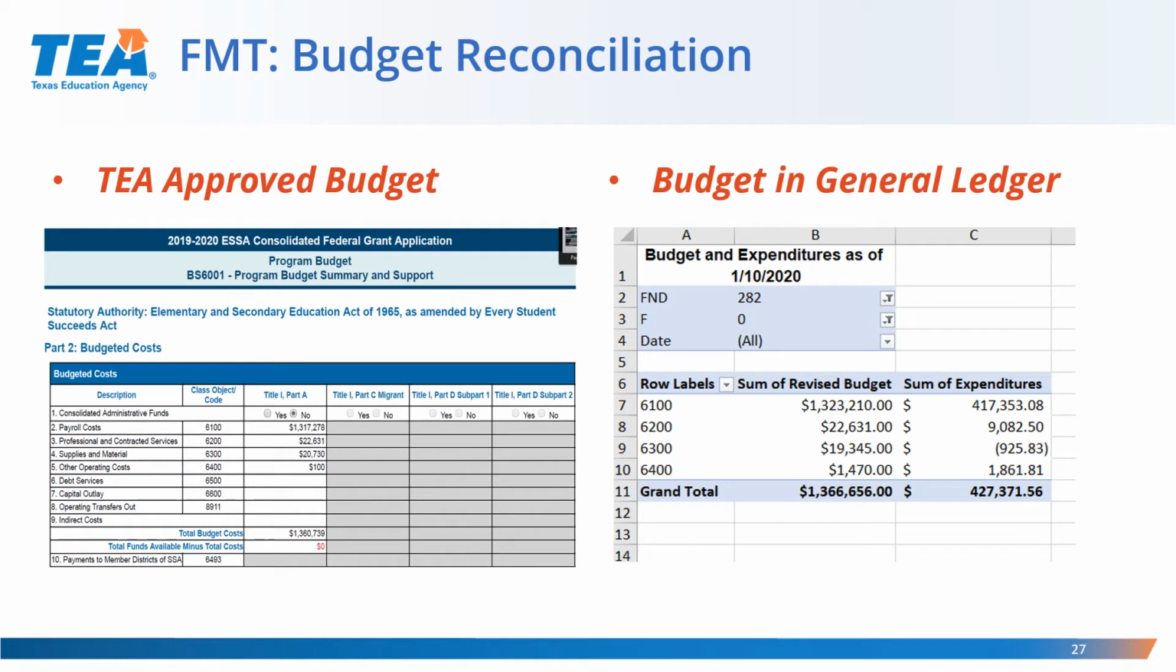So here's an example of how we do our budget reconciliation. On the left, we have the TEA approved budget, and we reconcile it to the general ledger budget that the LEA has provided us. Looking at each object code based on the 6100, 6200, 6300, and 6400, we're able to identify if the grand totals match and if those budgets and expenditures match.